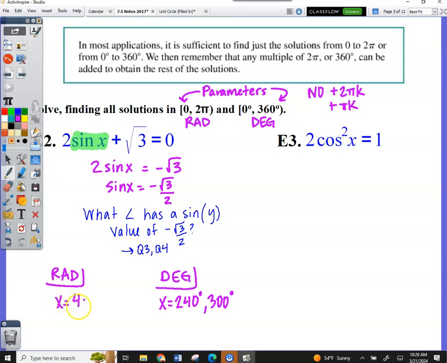Now, if you accidentally got caught up in this and you wrote plus 2 pi k, I'm not going to mark it wrong. I would just put a slash through it and circle the directions, but I wouldn't take points off for that.